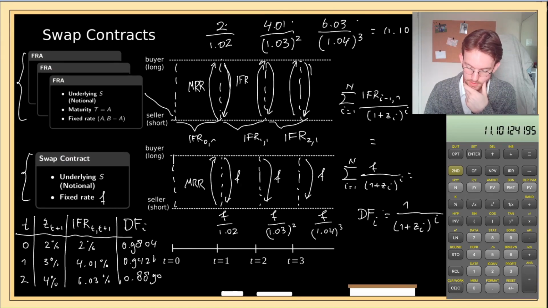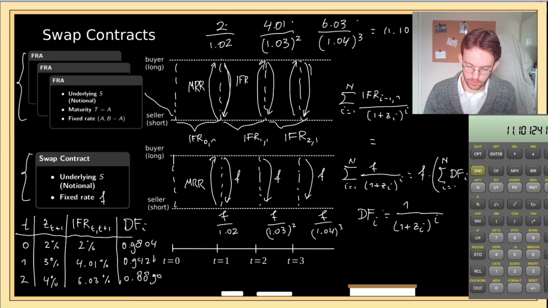Now if you look at this equation right here, you can see that it's just F times the sum of the discount factors. And so if we want to know F, then we divide this sum, so this one here, by the sum of the discount factors. And that would be 3.95%.